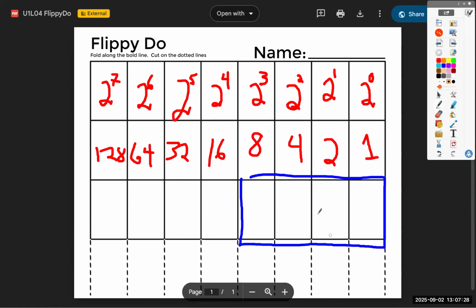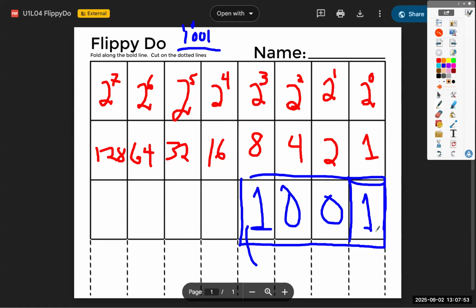Okay, so let's say you get the binary number 1001. You don't need to write this yet. If we're doing just a 4-bit number, that means this first bit over here gets covered up. And so you have a 1 there. That's this first one. The second one is a 0. The third one is a 0. And the last one gets covered up, and it's a 1.